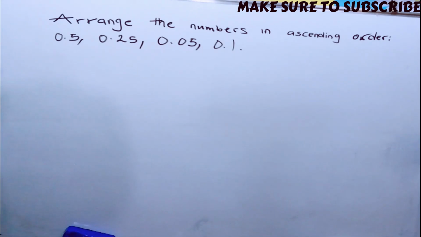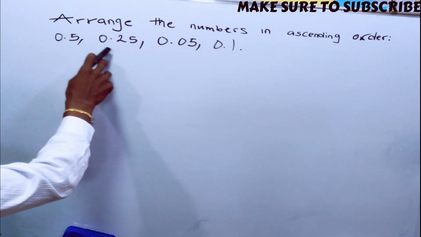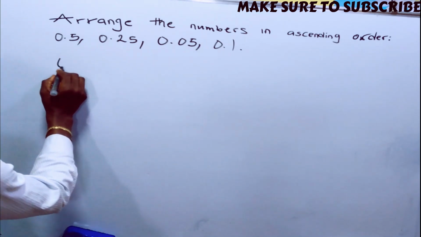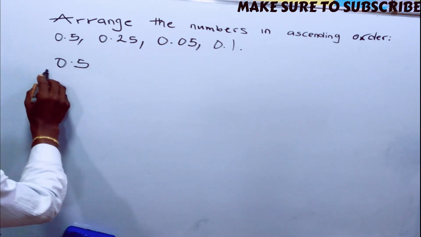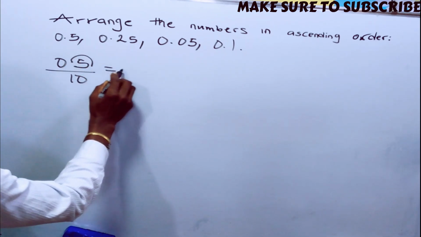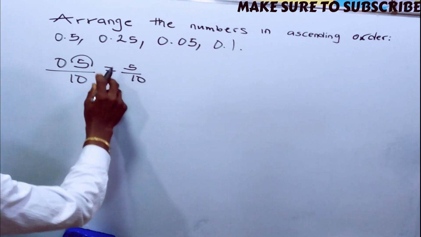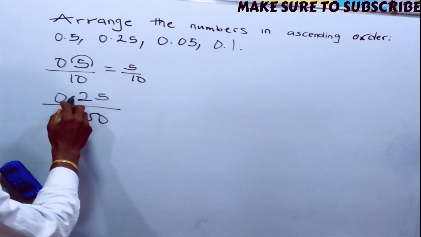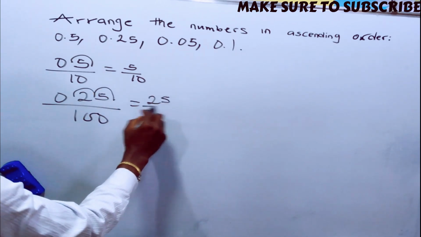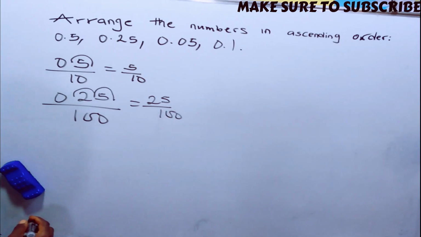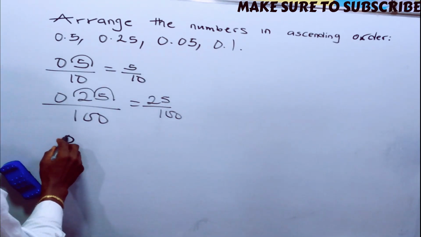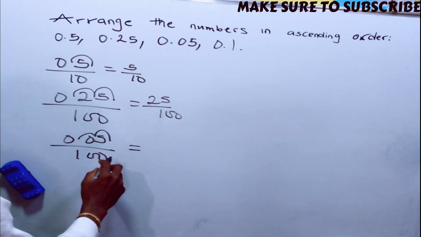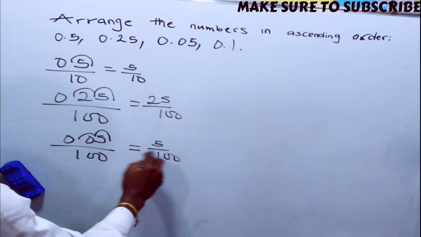To simplify this using the second method, let's change each of these decimal fractions into fractions. Therefore, we'll have 0.5 into fraction is divided by 10, so that we'll have 5 over 10. 0.25 will be divided by 100, so I have it as 25 over 100. For 0.05, it will also be divided by 100, which will give us 5 over 100.